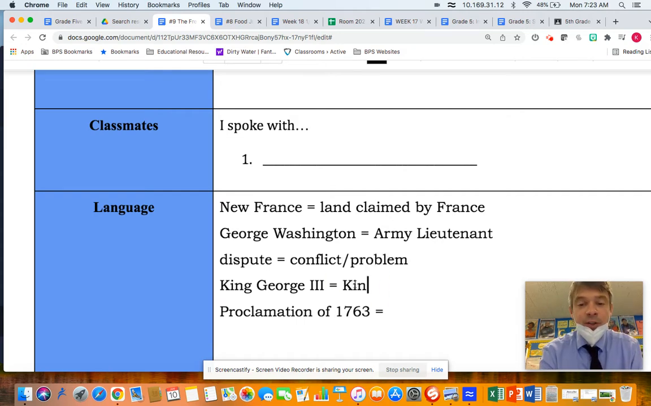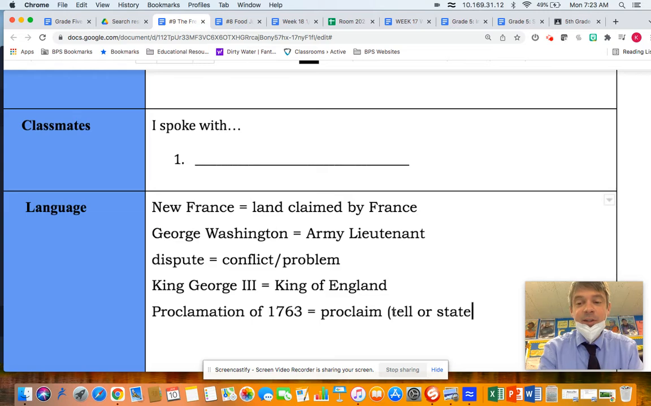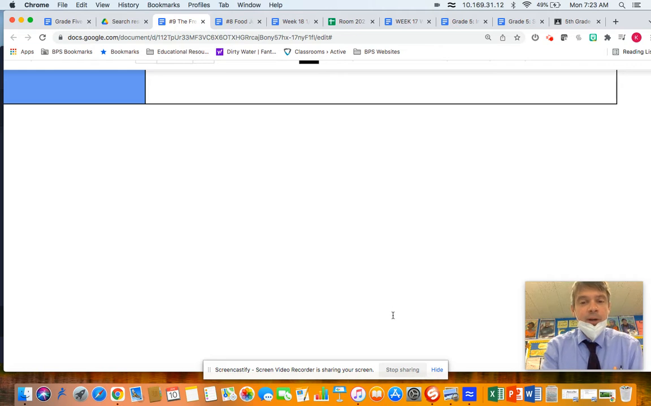King George III is the King of England. And the Proclamation of 1763, proclamation is based on the word proclaim, which means to tell or state something. So basically, they wrote something and they told about what the results were from the war. So they made a proclamation and they said, we proclaim since the war's over that so and so wins this and so and so loses that.